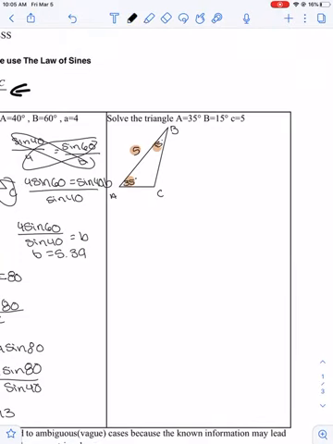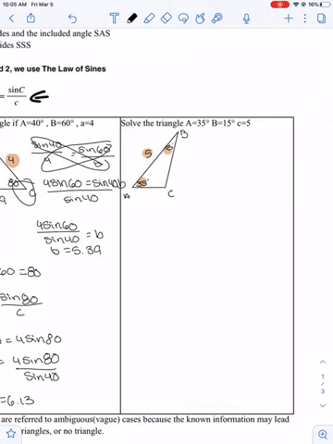So set up our proportions. Well, we can't set up a proportion because we need to know angle C first. So I'm going to find it by doing 180 minus 35 minus 15, and I get angle C equals 130 degrees.